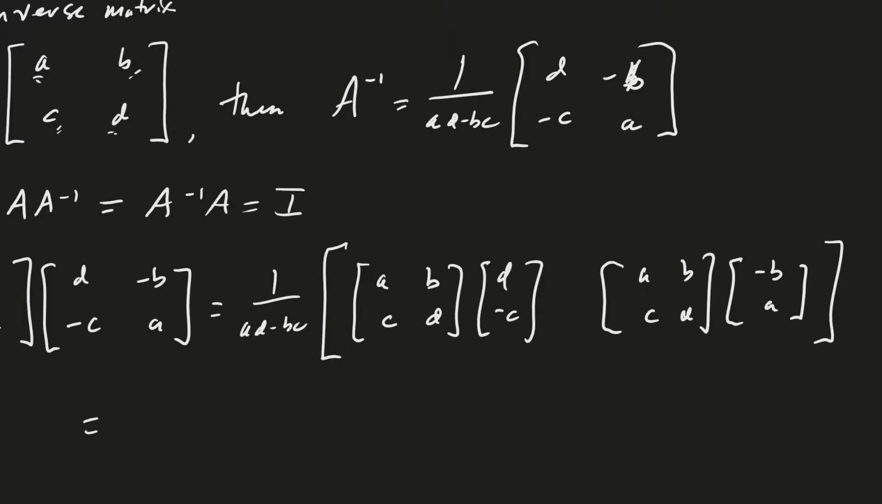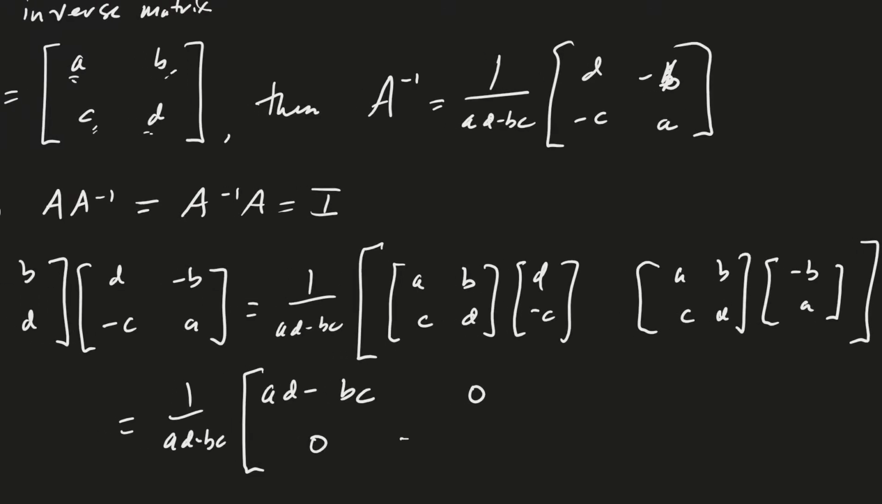Good. And so 1 over AD minus BC times, that's AD minus BC, that's handy, CD minus CD, and then in the second column I have A times minus B plus B times A, which is 0, and then minus CB plus AB, or AD minus BC. Good. And so that is the identity. And I will leave the other direction for you if you'd like to check it out.